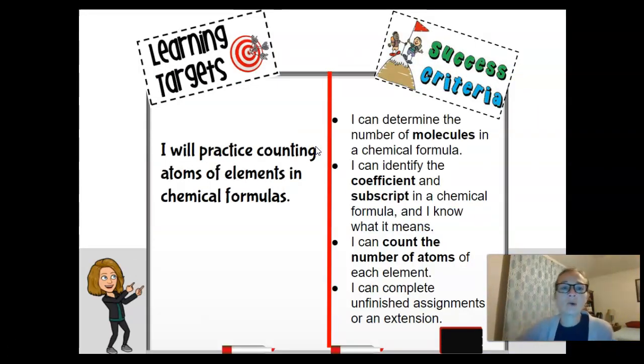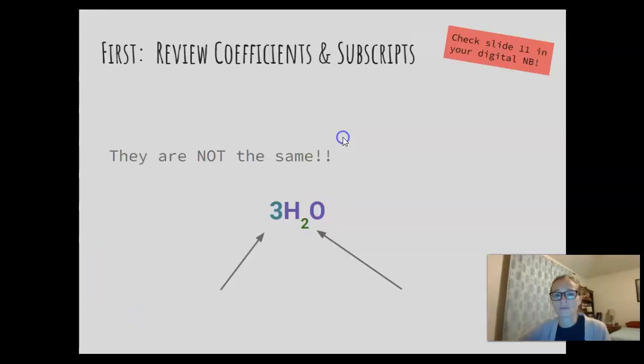Our learning target is I will practice counting atoms of elements in chemical formulas. This is what we've been doing pretty much all week. So you have to determine the number of molecules in a chemical formula, identify the coefficient and subscript in a formula, and you know what it means. You can count the number of atoms of each element, and then you can complete unfinished assignments or an extension.